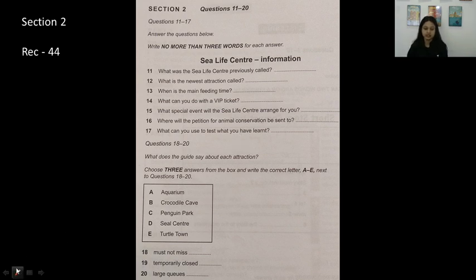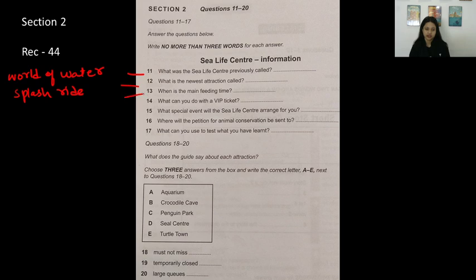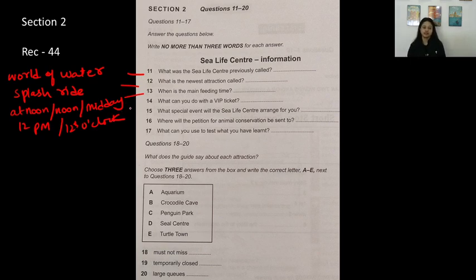Now answer number 11 is your world of water. Number 12 is splash ride. Number 13 is, you can write at noon, you can write only noon, you can write midday, you can write 12 p.m. or you can write 12 o'clock. So a lot of ways in which you can write 12 p.m.